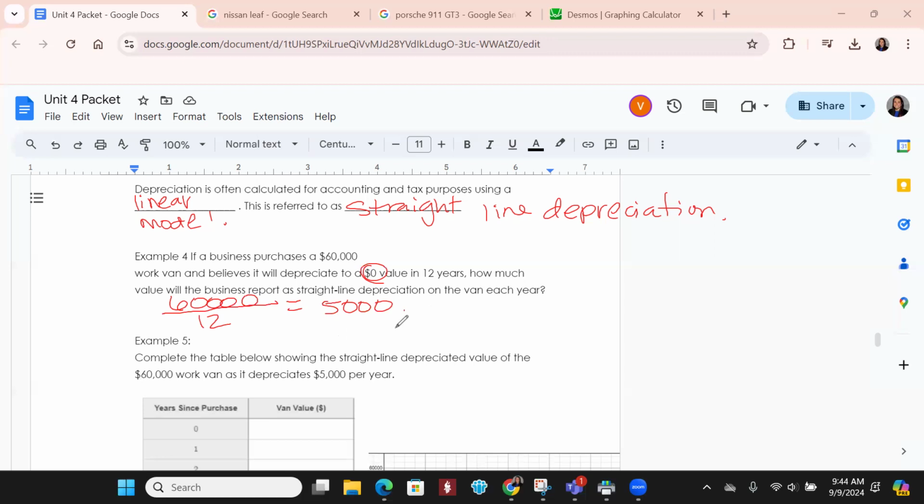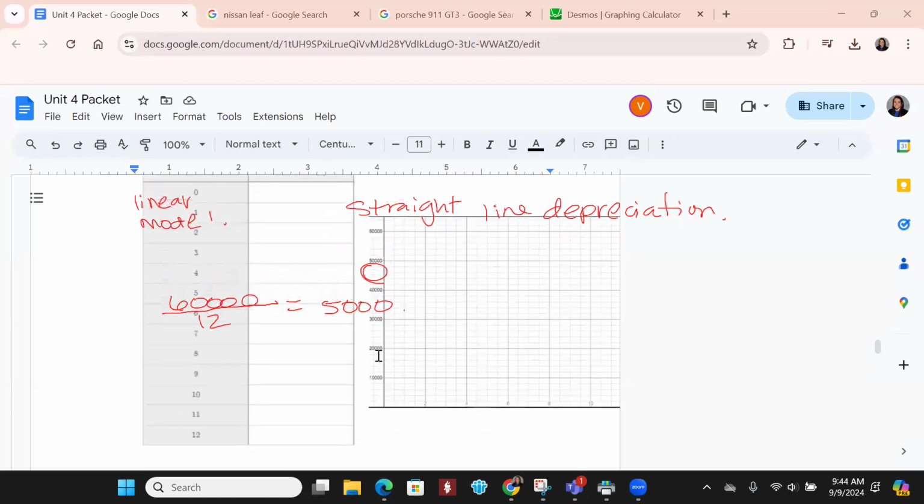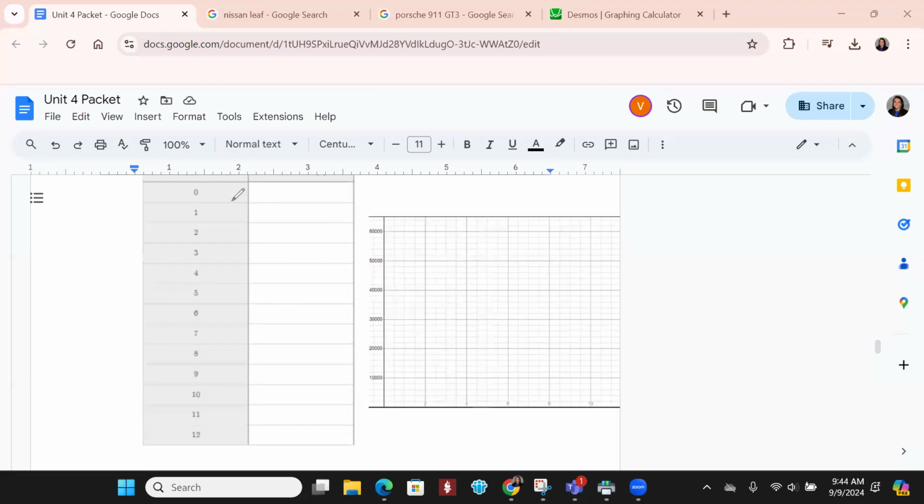All right, so we're going to complete the table showing the straight line depreciated value of a $60,000 work van, as it depreciates by $5,000 per year. So you're going to start off with 60,000 and subtract 5,000 each year. Coming down here, start at 60,000 and subtract 5,000 each year and drop it down. Go ahead and take a moment to fill in this table.